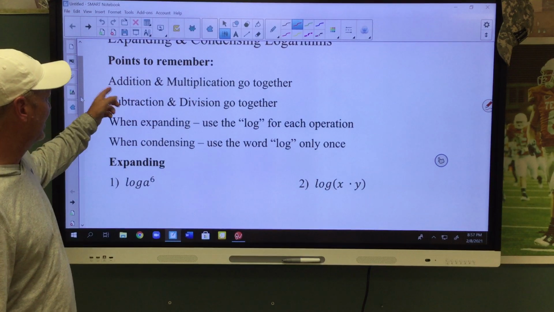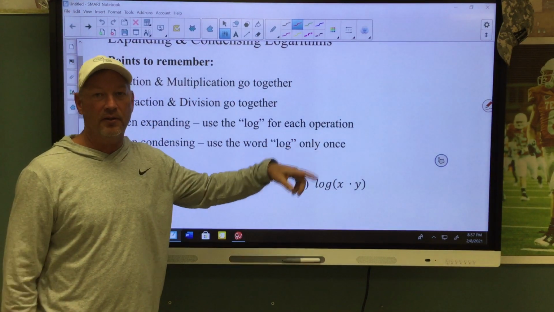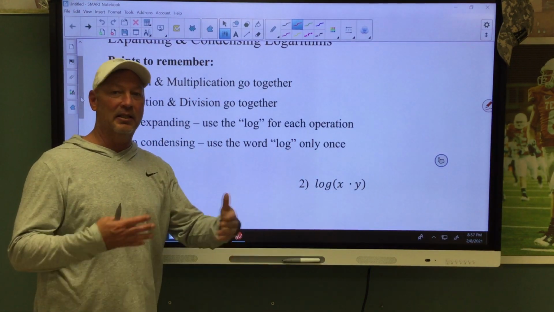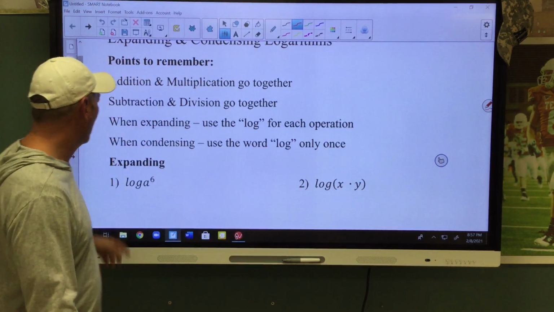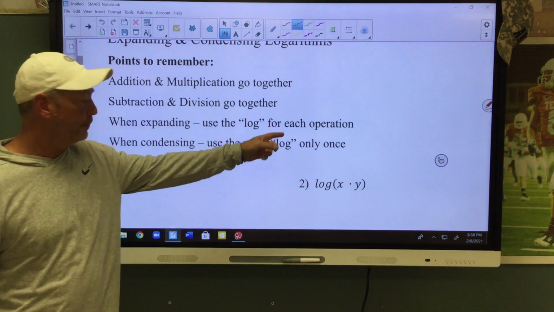When we talk about addition and multiplication, they're going to go together and you'll understand what that means. Addition will mean to multiply. Later on, multiplication will mean to add. Subtraction and division go together.